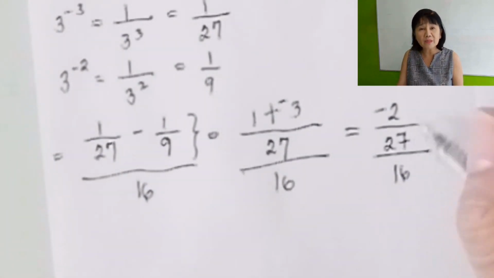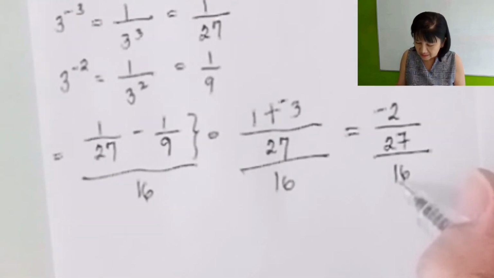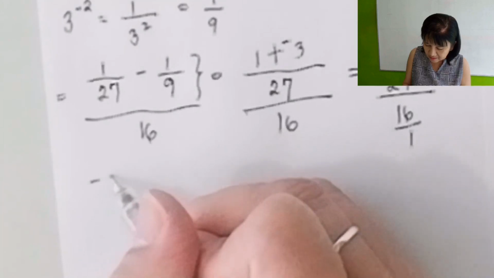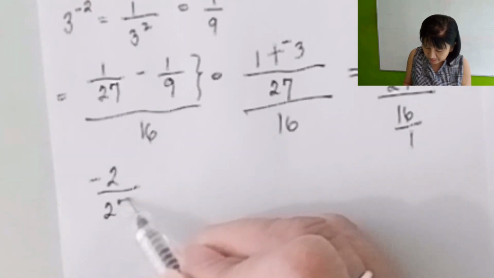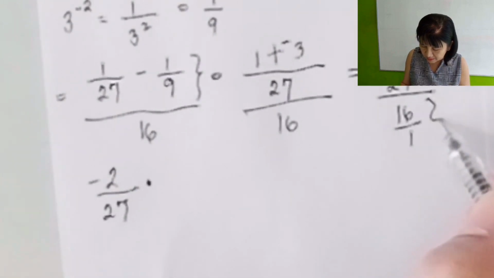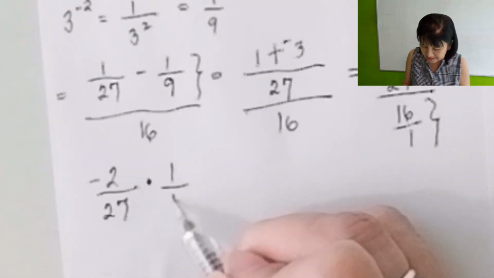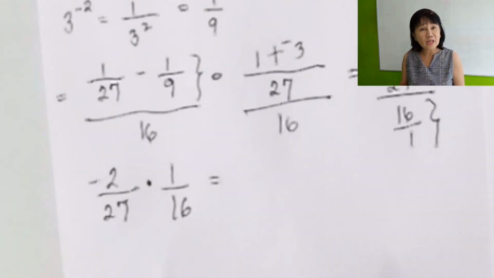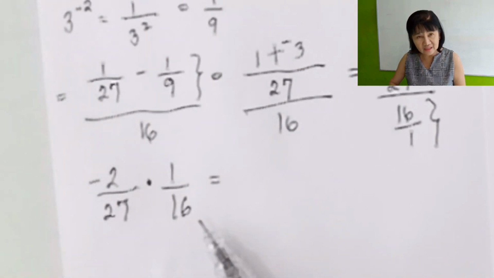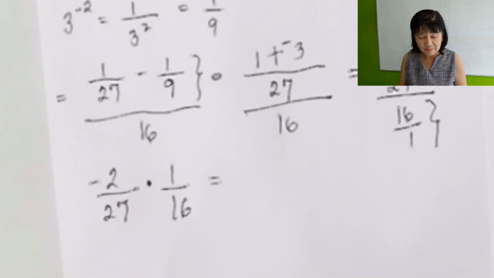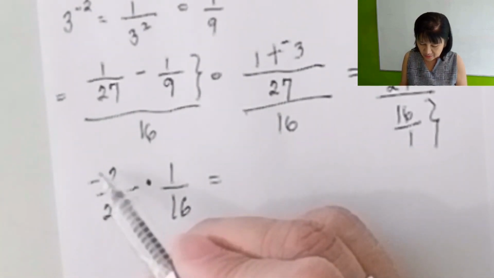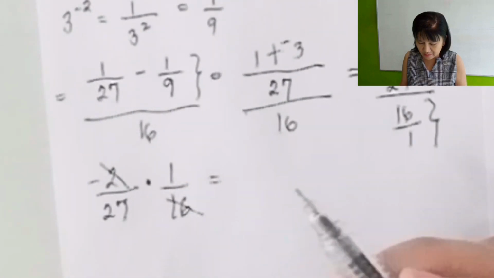Now, you have a complex fraction. It means that the denominator is 16 over 1. So, negative 2 over 27 times the reciprocal of this, which is 1 over 16. Do not multiply 27 by 16. Remember, this is an exam, so you should know how to cancel and deal with shortcuts. So, 2 and 16 are cancelable.